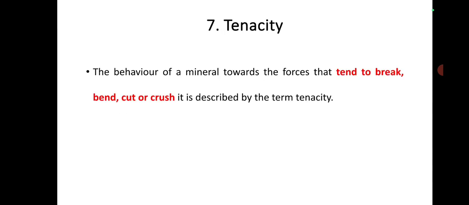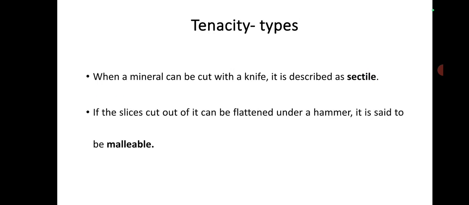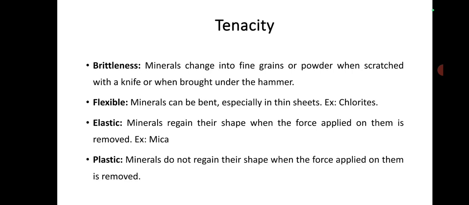The next property is tenacity. Tenacity is the behavior of a particular mineral towards the forces that tend to break, bend, cut or crush it. So how a particular mineral behaves when we try to break, bend, cut or crush the mineral, that is tenacity. If a particular mineral can be cut with a knife, we call it sectile. If the slices cut out can be flattened using a hammer, we call it malleable.